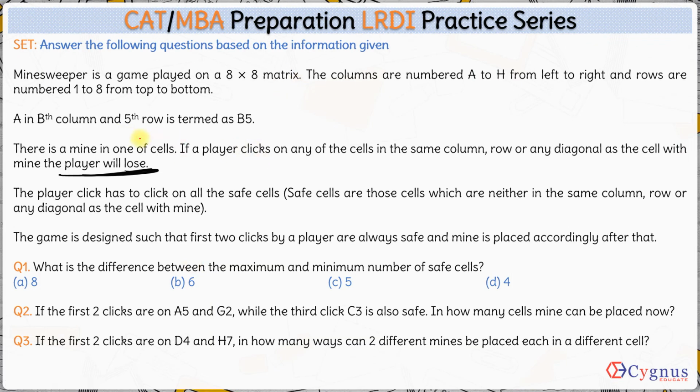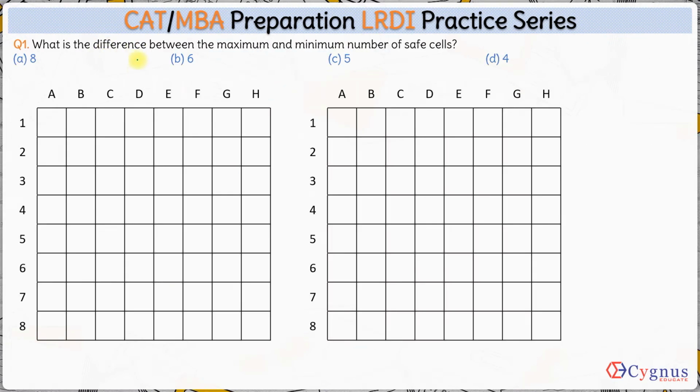These are the rules of the game that we have. Now let's look at the questions. The first question is, what is the difference between the maximum and minimum number of safe cells? So if we want the maximum number of safe cells, we should place the mine such that a minimum number of cells are affected by it, or there are a minimum number of cells in the same row, column or diagonal. As far as row or column is concerned, if you place a mine over here or over here or over here, the number of cells in the same row or column will be the same, right?